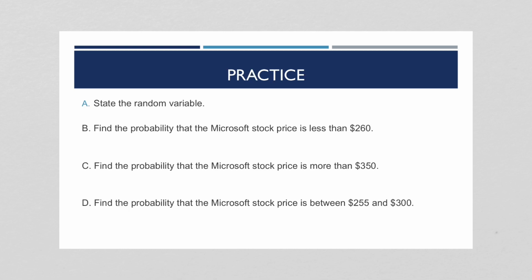So I want you to state the random variable, then find the probability that the Microsoft stock price is less than $260. In a different situation, find the probability that the Microsoft stock is more than $350. And then finally, find the probability that the Microsoft stock price is between $255 and $300. Go ahead and pause the video and work on just these four. Once you press play, we will go through those solutions.